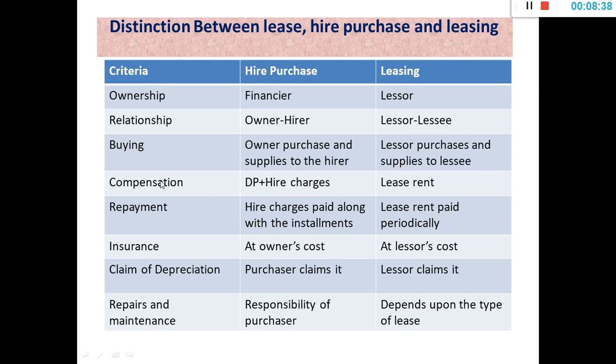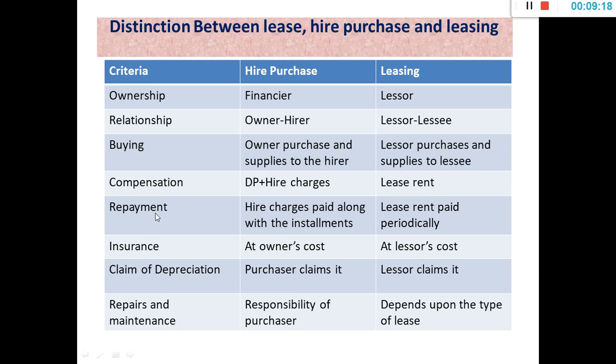Compensation. The criteria is compensation. Under a hire purchase system, compensation includes down payment plus hire charges. Under leasing, the lease rentals are the compensation for using the asset. Repayment: hire charges are paid along with the installments. So that is how the payments are made. Under leasing, lease rent is paid periodically. This is how payment is made.